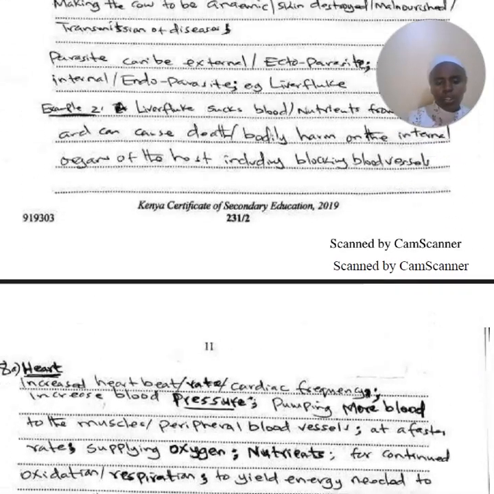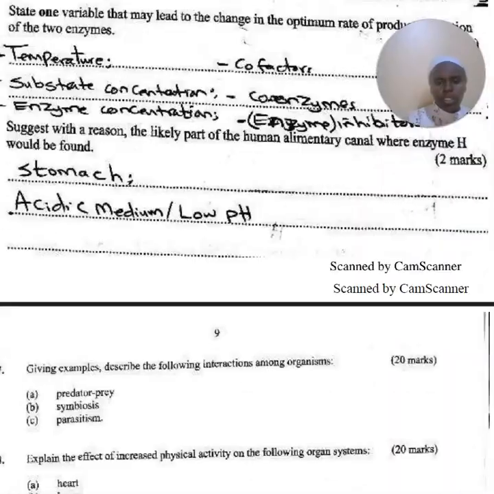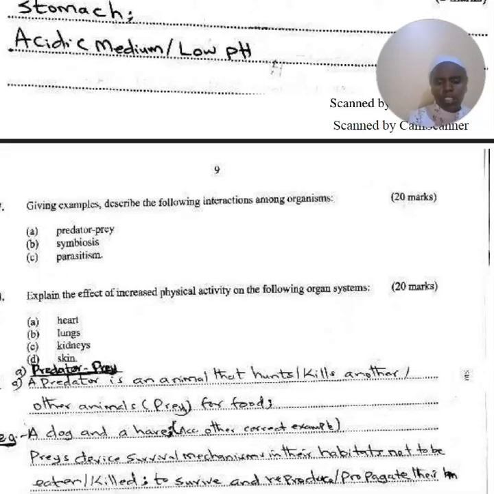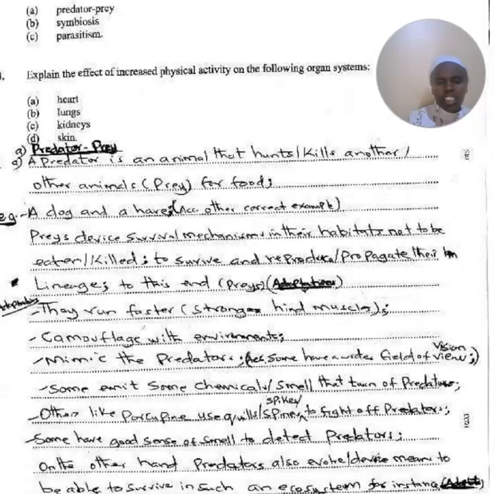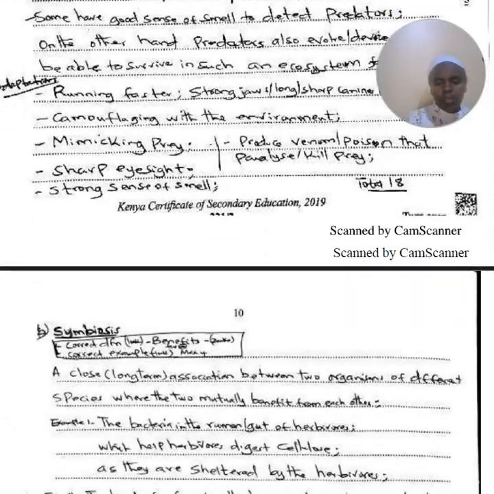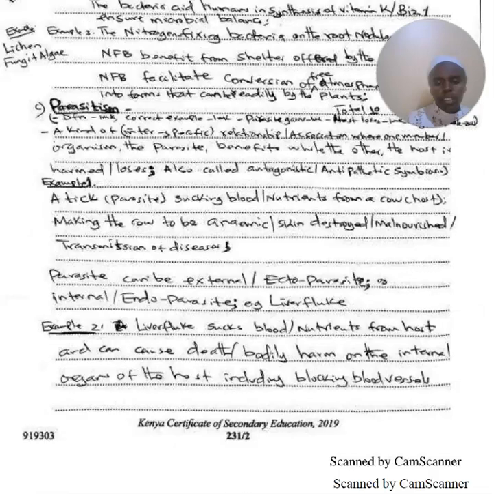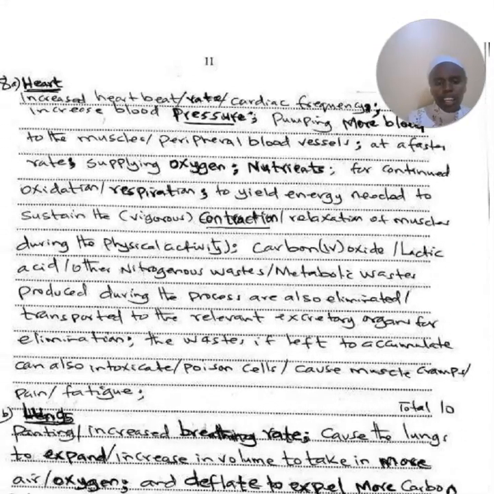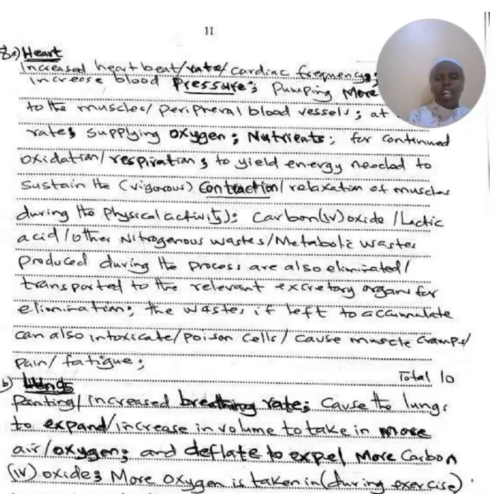The other question you are given: you explain the effect of increased physical activity on the heart, lungs, and kidney. So, okay, we start with the heart. An increase in heart or cardiac frequency increases blood pressure. That is, the heart pumps more blood.